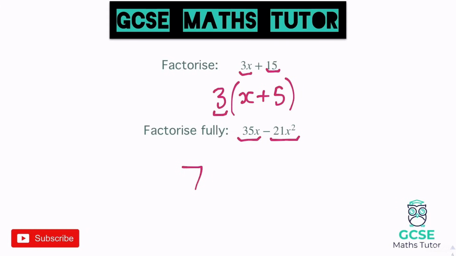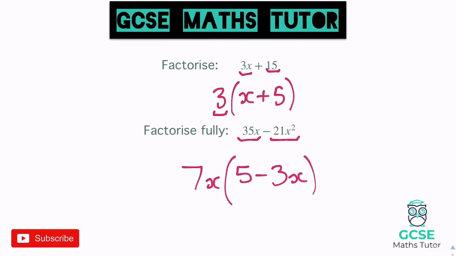They also both have an x in, so we can take x out as well and then follow the same process. So 35x divided by 7x, or what do we times 7x by to get 35x? Well, we have to times 7x by 5, but we don't want to put an x in there because we don't want to make that go up to an x squared. Copy the symbol. We times 7 by 3 to get 21, but we want that to be an x squared, so I'm going to stick another x in there with it. That would enable us to get an x squared when we expand that, and there's our final answer, factorised fully.